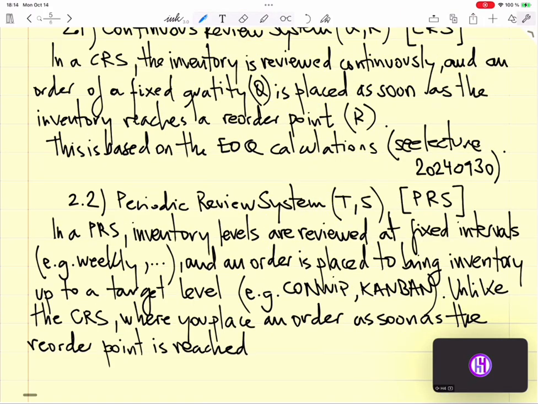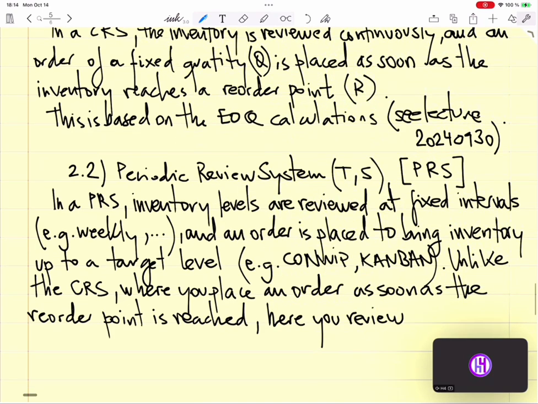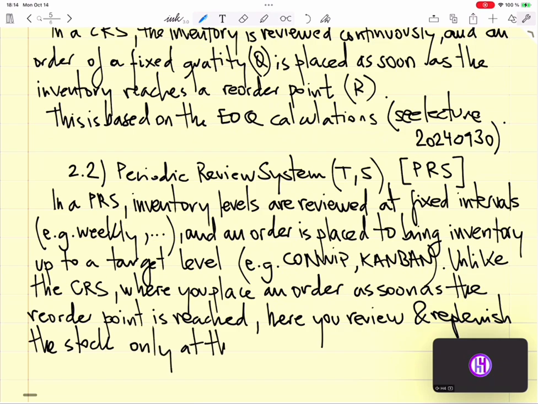Reached. Here you review and replenish the stock only at the end of the review period.